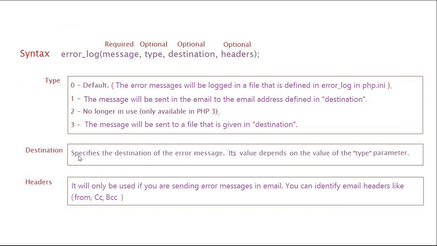Now, destination specifies the destination of the error message. Its value depends on the value of the type parameter. If the type parameter is 1, then we have to give an email address as destination. And if the type value is 3, we have to give some log file path as destination. Now headers. It will only be used if you are sending error messages in email. You can specify email headers like From, CC, BCC.